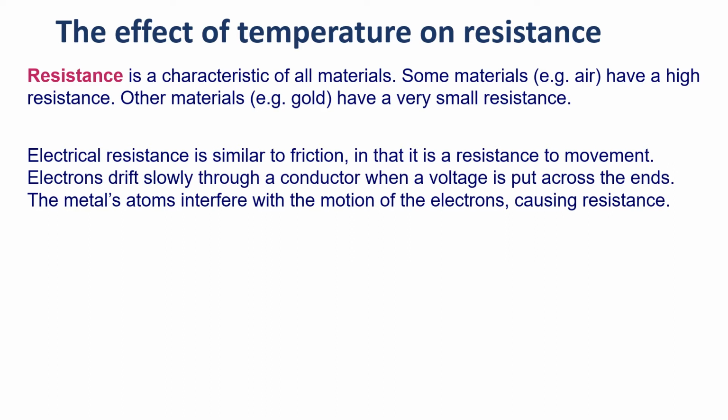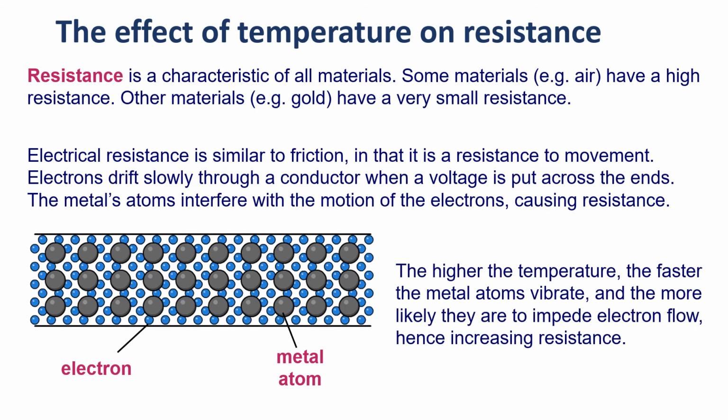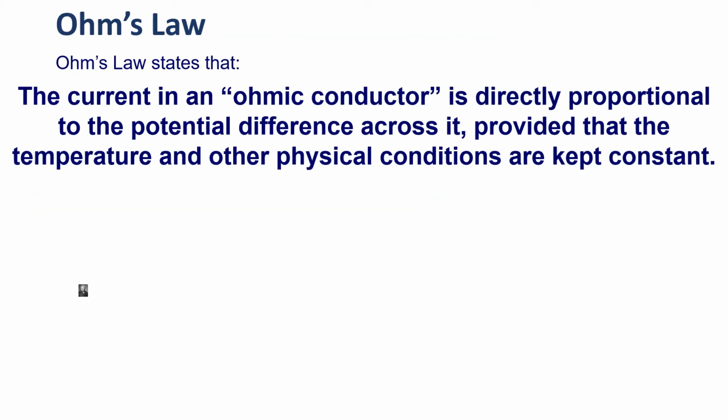Electrons drift very slowly through a conductor when a voltage is put across the ends. The metal atoms interfere with the motion of electrons, causing resistance. So you can see, very much like friction, the electrons have to fight their way through the metal atoms or ions. The higher the temperature, the faster the metal atoms vibrate. This doesn't show it on here, but those atoms are vibrating, and if they vibrate more, it's going to impede electron flow, hence increasing the resistance.